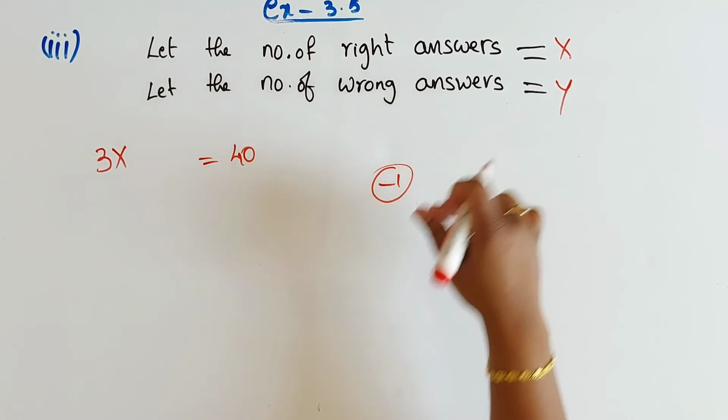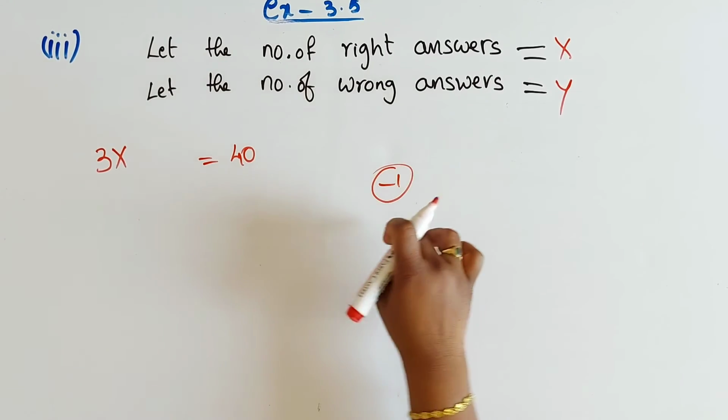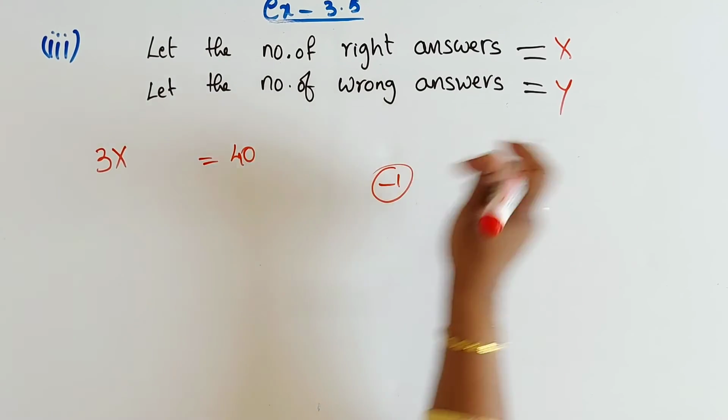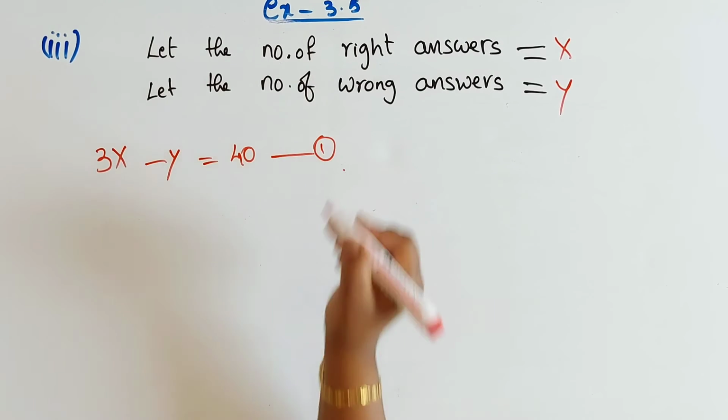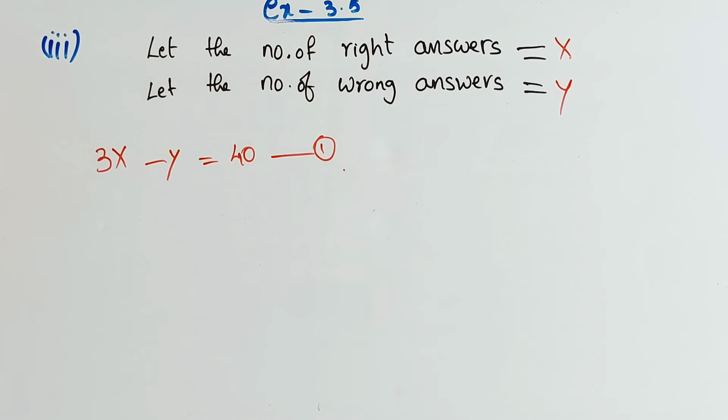Wrong answer means the number of wrong answers, y. Here he lost 1 mark. Minus 1 into y, minus y. Right, children? This is the first equation. Correct? And what is the second statement, children?